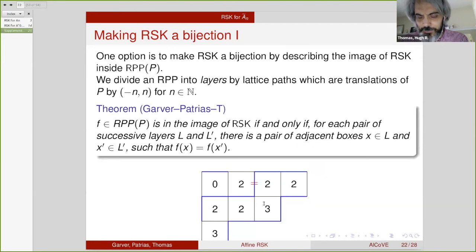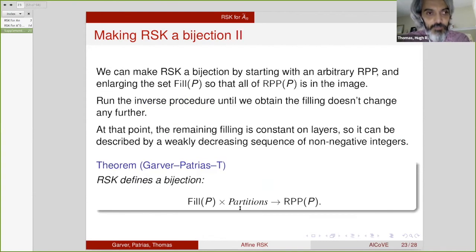Okay, so we have an equality here. This is an example of something that does come from RSK. And the other thing you can do is say, well, I like all the reverse plane partitions. I don't want to get rid of any of them, and so I want to increase this set of fillings somehow to account for the extra information.